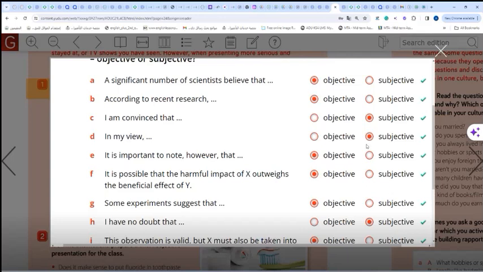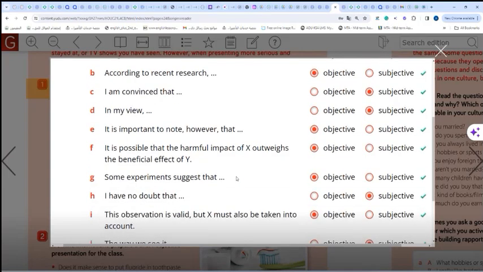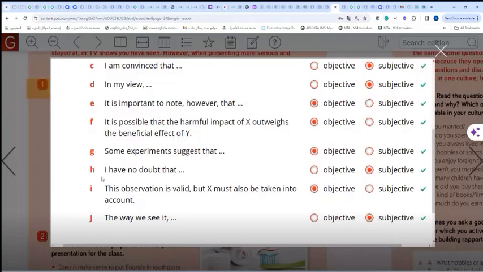What about the second subjective phrase? In my view. My view. Excellent. What about number? I have no doubt that. Okay. So I have no doubt that. This is also a subjective, I'm sorry, phrase. Introductive phrase.